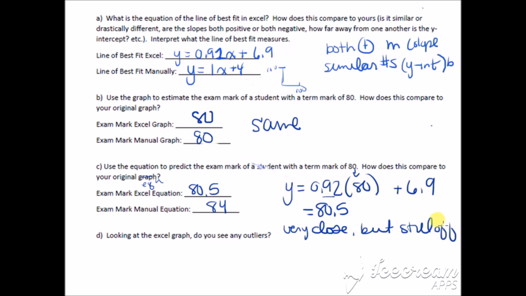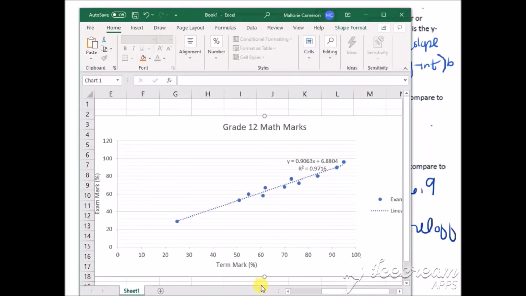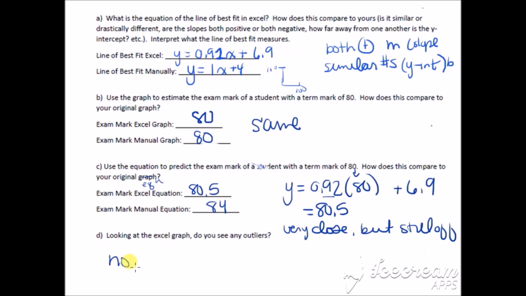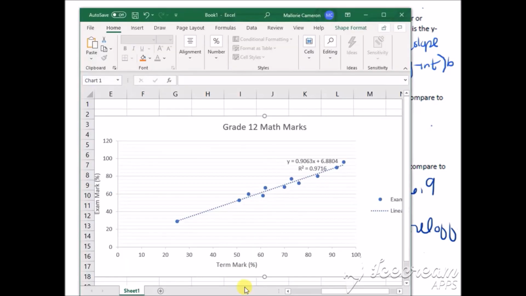off a little bit. Okay, and then looking at the Excel graph, do you see any outliers? I don't. No outliers. Okay, so we have no outliers because nothing lies up here, nothing lies down there. Everything's pretty much clustered around the graph. It is tight. It's going to be strong, right? Because we already found the R, but it's going to be strong and it's going to be positive.